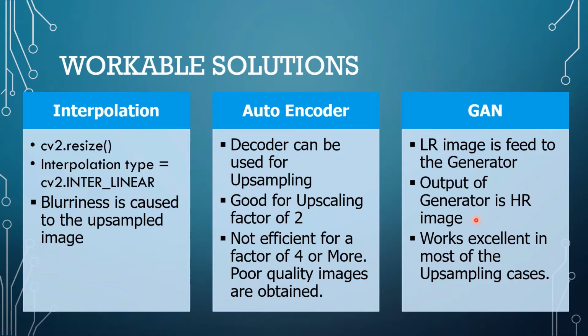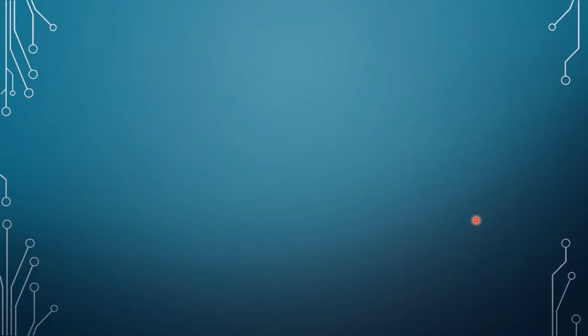Second, using autoencoders. The encoder takes a low resolution image as input and the decoder outputs the high resolution image. This technique is good for an upsampling factor of 2 but not very efficient for upsampling factors greater than 2. Third, using GAN. Rather than feeding noise to the GAN, a low resolution input is taken as input and the upsampled image is the output of the generator. It works well for most upsampling factors. This project will focus on upsampling using GAN.